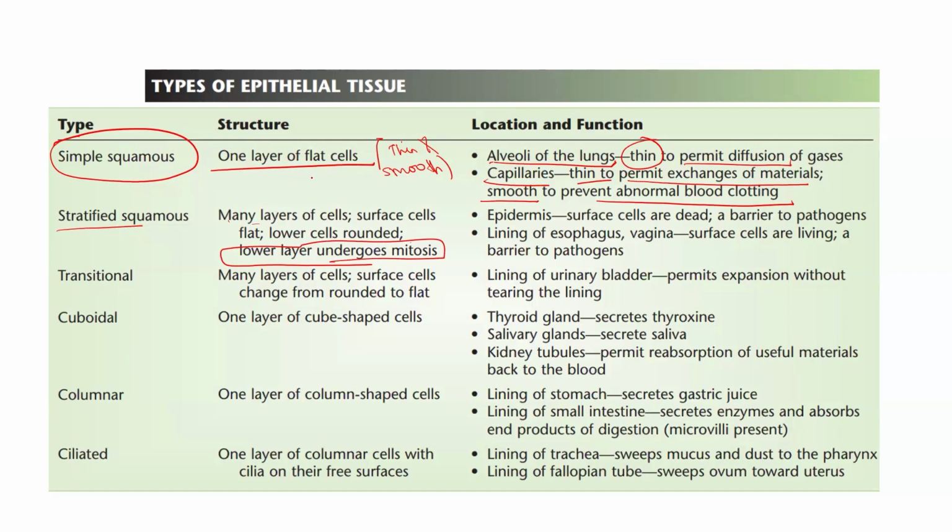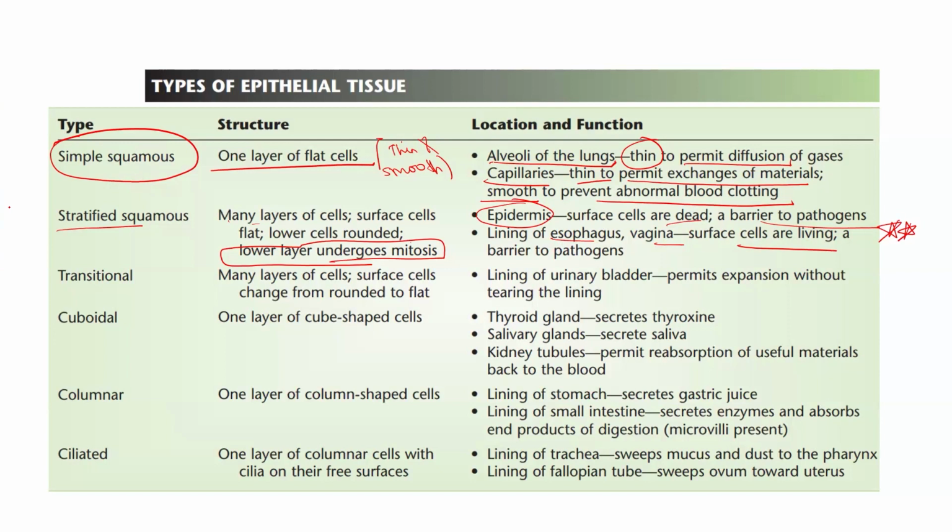Since it consists of many layers, its function is protection. It is present on the upper surface of the skin, which is known as the epidermis. The surface cells are dead and they provide a barrier to pathogens. They also line the esophagus and vagina, where the surface cells are living. It is of two types, as I mentioned, keratinized and non-keratinized. In the keratinized type, for example on the skin, surface cells are dead. In the non-keratinized type, for example in the esophagus or the vagina, the surface cells are living and produce mucus, thus providing a barrier to pathogens.